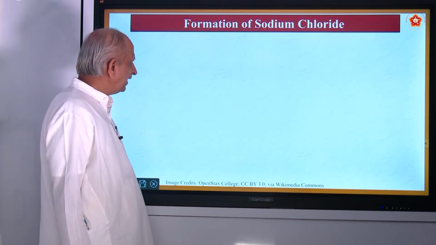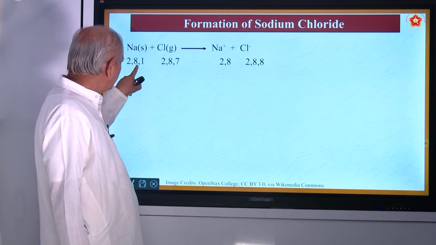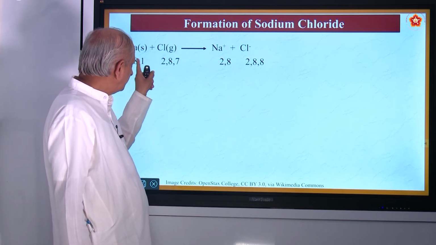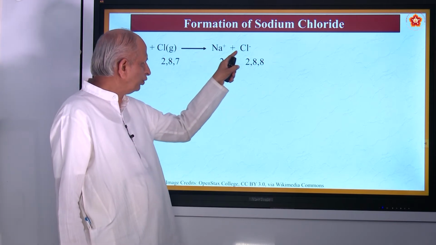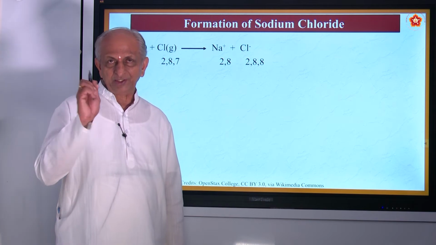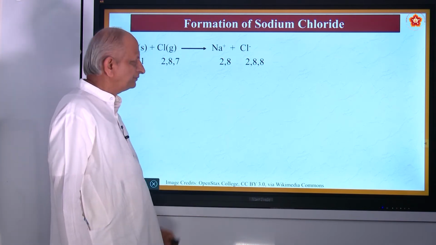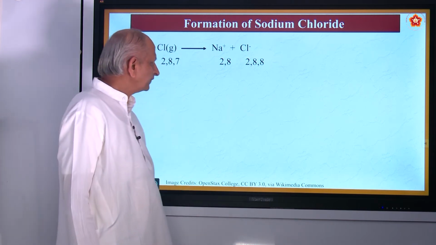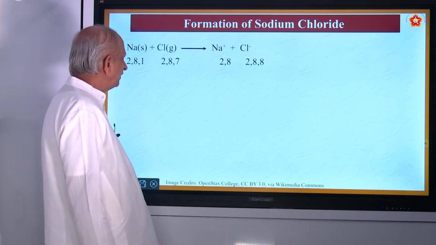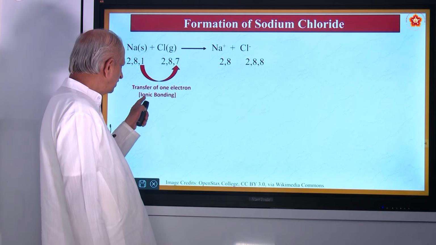Okay, and for example, in sodium chloride, the outermost shell of sodium contains 1 electron, chlorine contains 7 electrons. When they react together, it becomes sodium chloride. It is an ionic compound. Why is it called an ionic compound? Because it is formed by the transfer of electrons. And hence it is also called an electrovalent compound. That is one example. Transfer of 1 electron forms what is called an ionic bond.